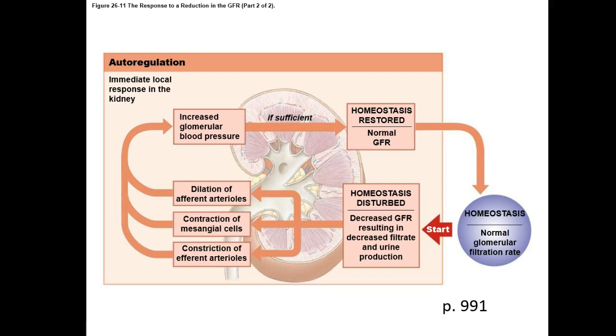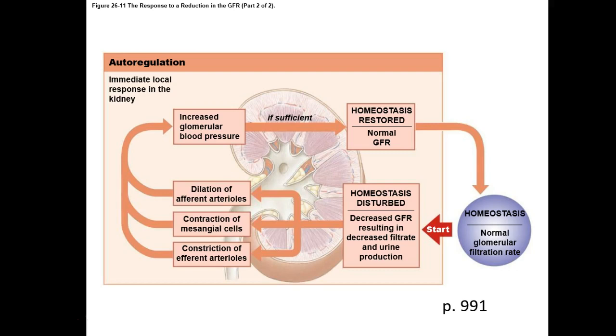You're also going to have a contraction of the mesangial cells. Remember those cells that angiotensin acts on to cause the contractile proteins there to contract. And then with that dilation, you're going to have increased glomerular pressure, and then it's going to be restored.